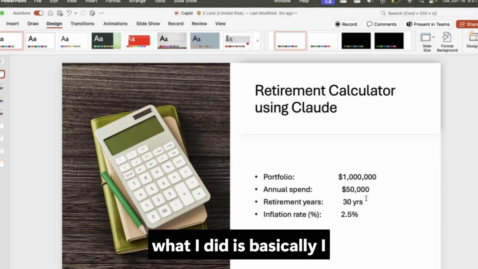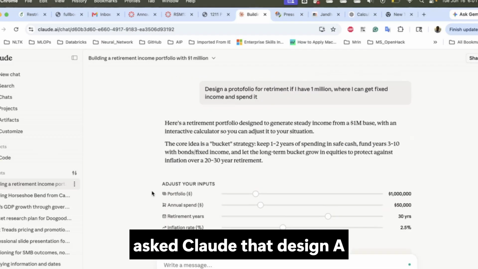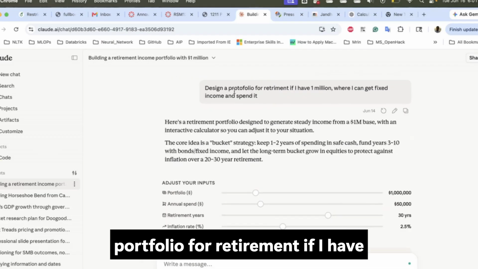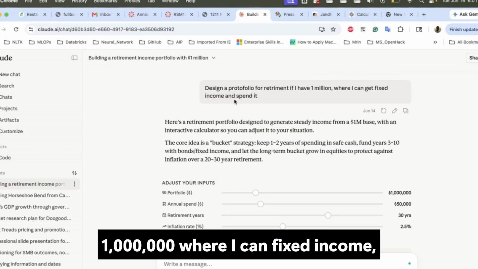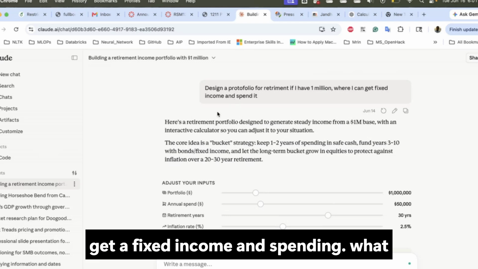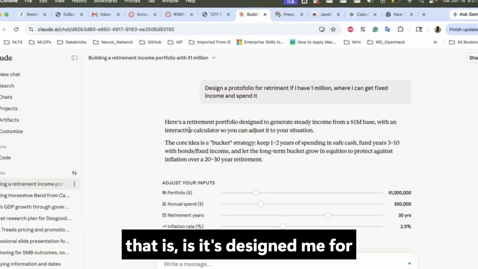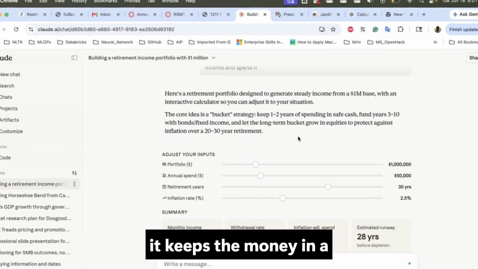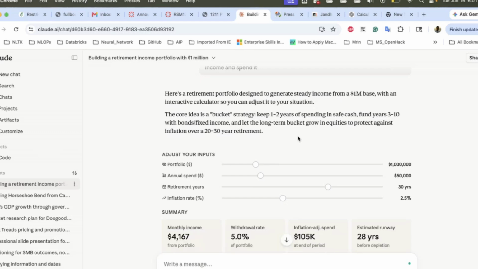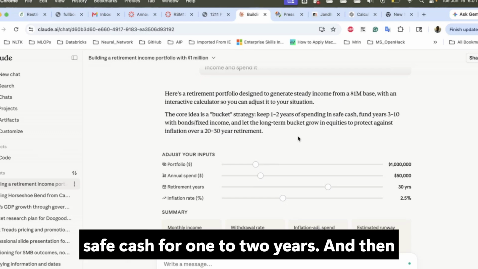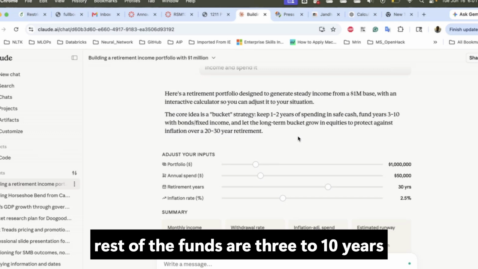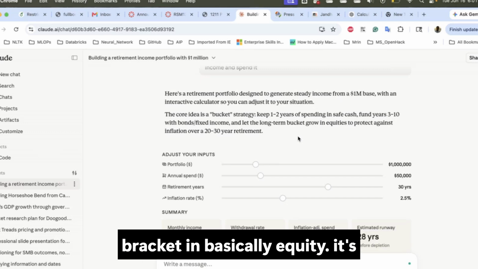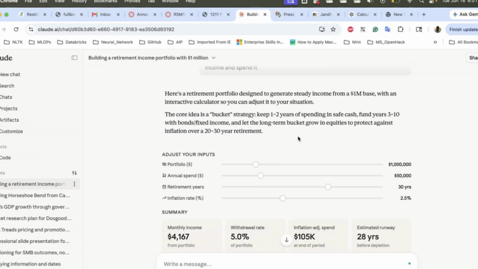What I did is I asked Claude to design a portfolio for retirement if I have $1 million, where I can get a fixed income and spend it. It designed it for a $1 million base. It keeps the money in safe cash for 1 to 2 years, then 3 to 10 years in bonds and fixed income, and the long-term bracket in equities. It split it into three different segments.